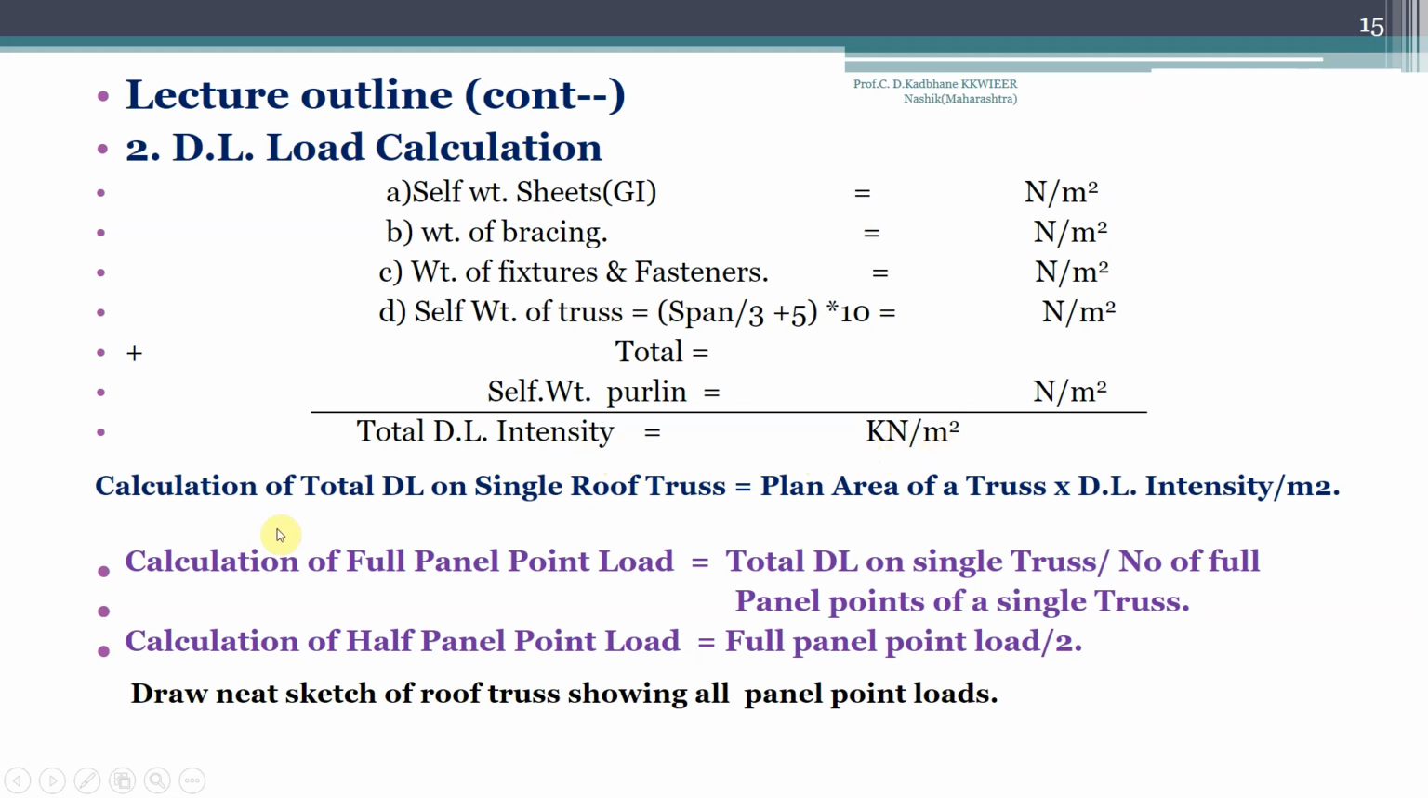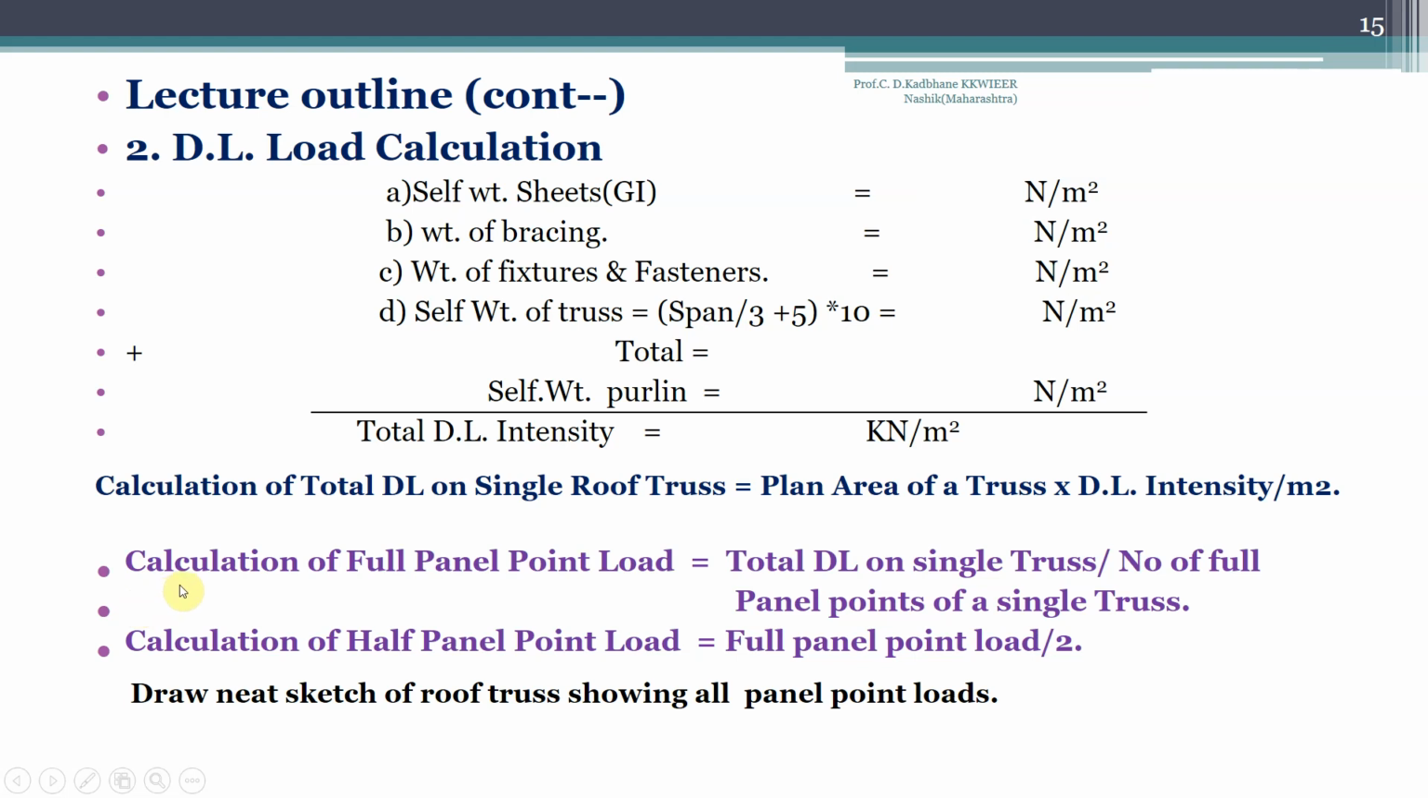Now we have to calculate the total dead load on a single roof truss, and that is equal to the plan area of a truss multiplied by the dead load intensity per meter square, which was found in the previous step. Here I will again explain what is meant by plan area. Plan area is the multiplication of span of truss and spacing of truss.